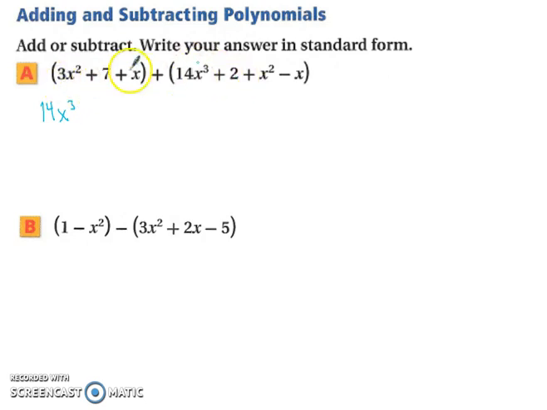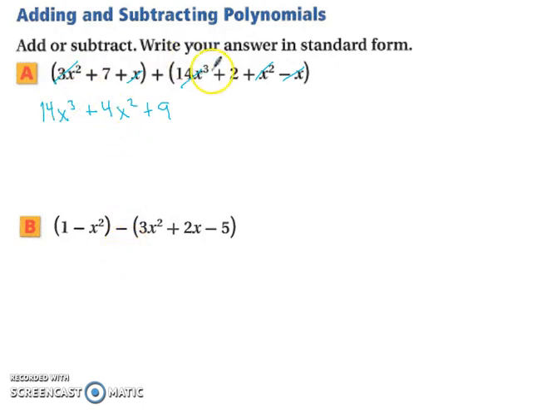And we have a 2, and we have an x squared. So we have 3x squared and x squared, giving us 4x squared. And that takes care of those. And now let's see if we have any x's. We've got x and minus x, so they kind of cancel each other out. And then we have a constant. We have 7 and 2, which provide 9.